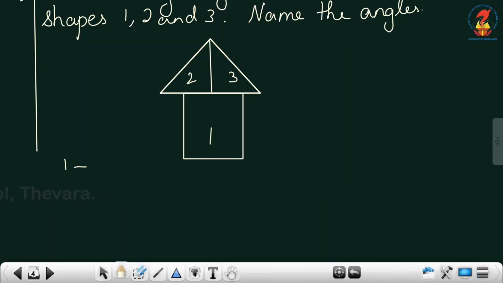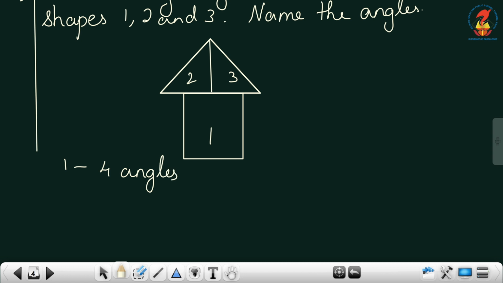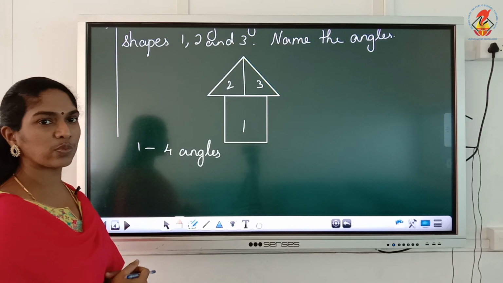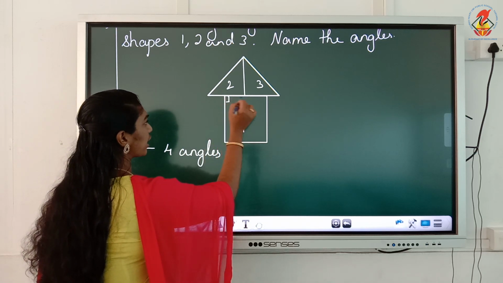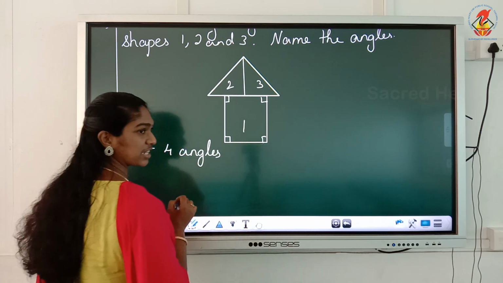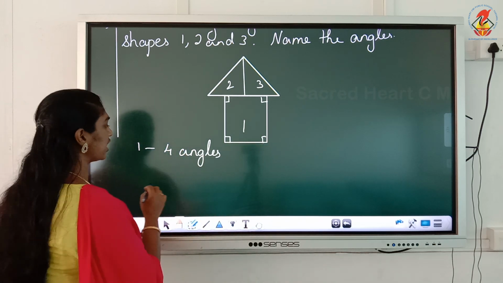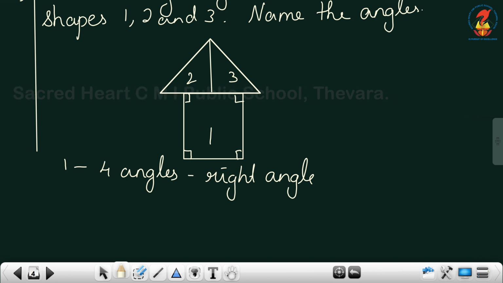How many angles are there, children? Yes, there are 4 angles. Now, which type of angles can you see here? Yes, there are 4 right angles. All the angles are right angles, 90 degree angles. The type of angle is a right angle. 4 right angles.